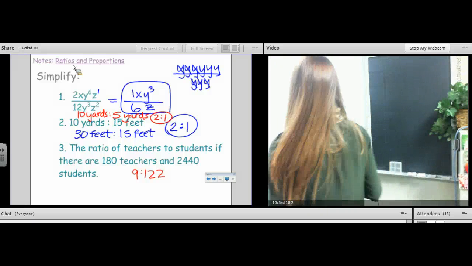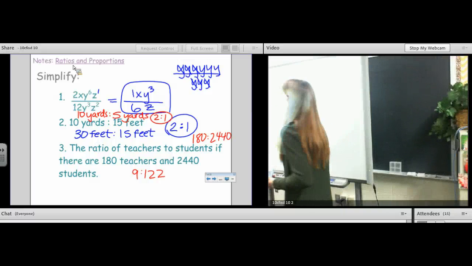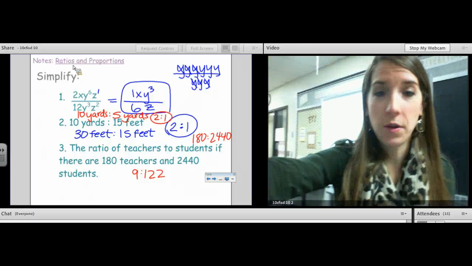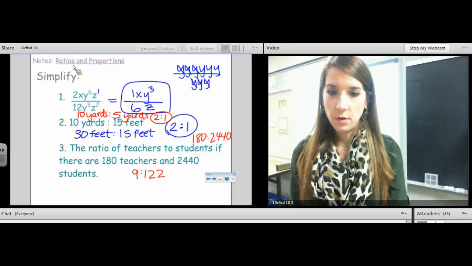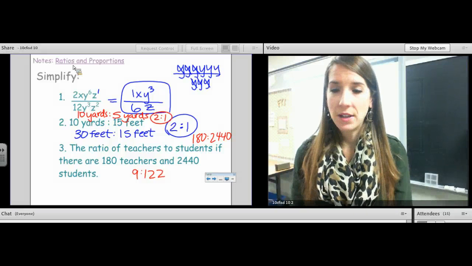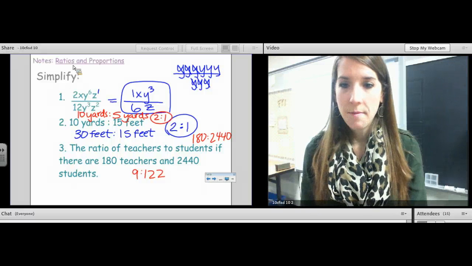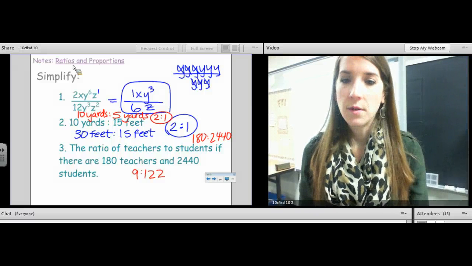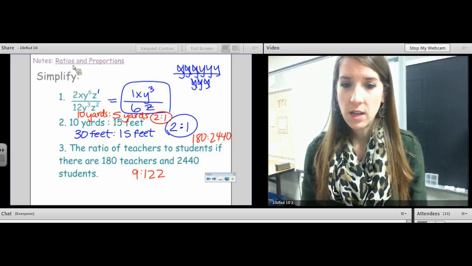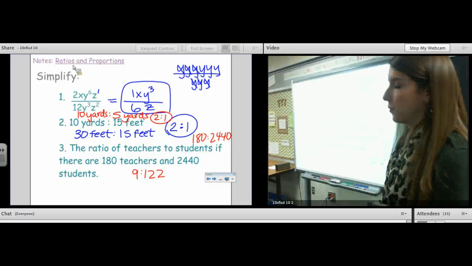Remember, in this class, we get to use calculators. So I'm really not going to go through how to do it by hand because I do expect you to use your calculator. So the way that you would do that is you would put 180 divided by 2,440 in your calculator, and then you would press Math, Enter, Enter. Math, Enter, Enter will reduce it for you, and you'll get 9 to 122. So Math, Enter, Enter in your calculator when you divide. I'm just simplifying a ratio. Math, Enter, Enter. Best friend.